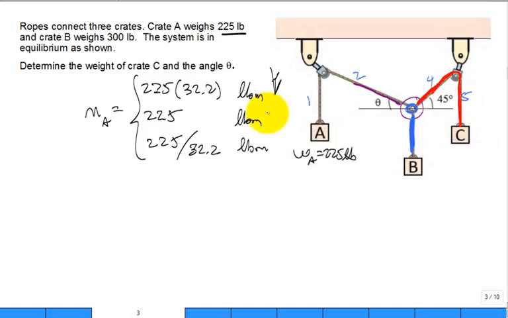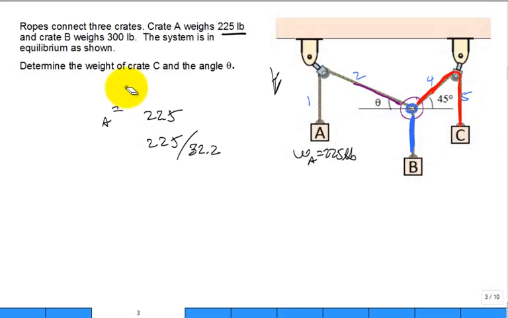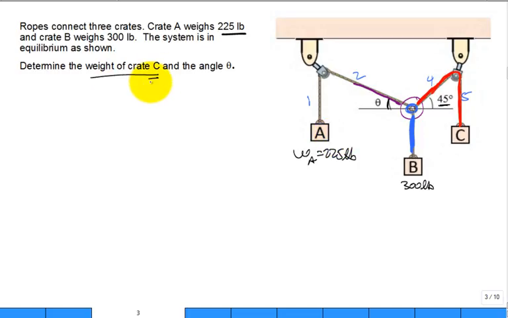All right, I was hoping that would build up your confidence, but I need to move on. Then we have crate B is 300 pounds. And the system has this cable going over to crate C at 45 degrees. That's a given. They define this angle theta as the cable going off from the horizontal off to crate A. And they want you to calculate the weight of crate C and the angle theta. So the weight of crate C is unknown, and the angle theta.